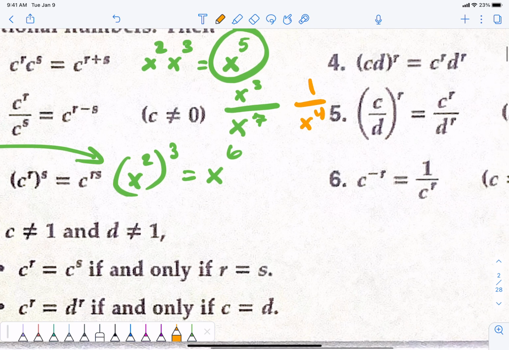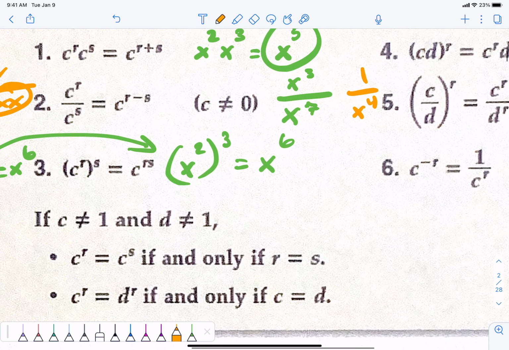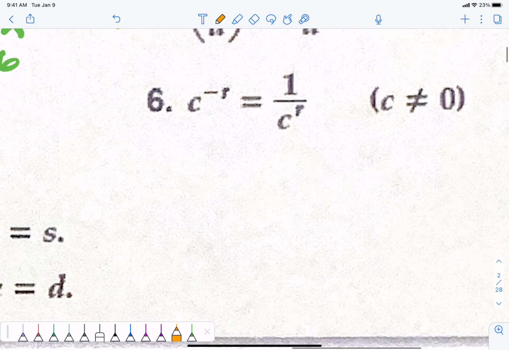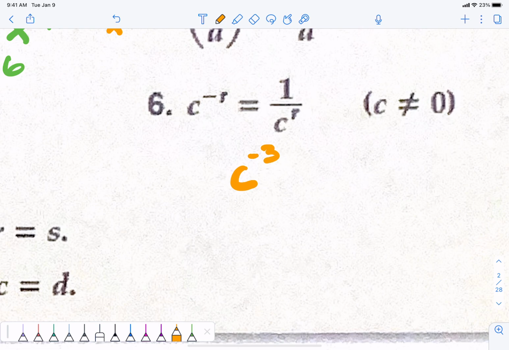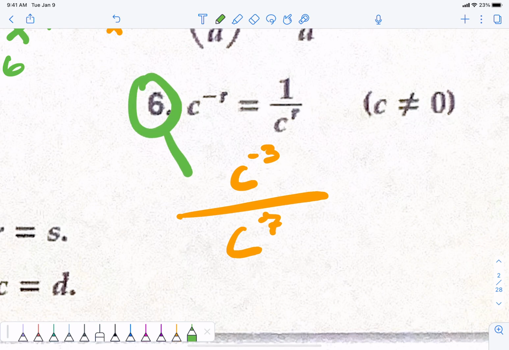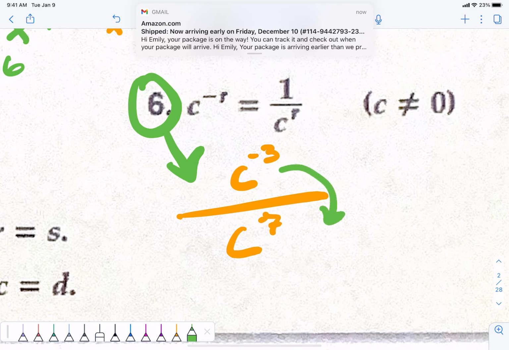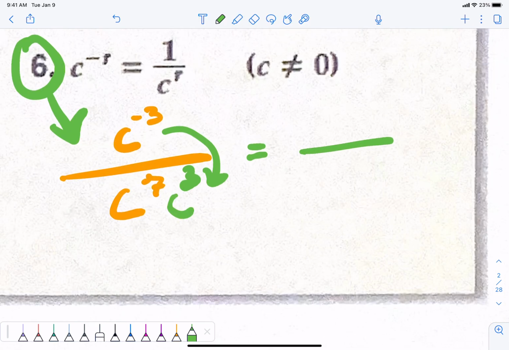Let's go to number 6. I'm bouncing around all over the place. On that one, it could just be x to the negative 4th. You don't have to put a 1 on top. I think they will do positive exponents. So let's say we have c to the negative 3rd power over c to the 7th power. How do you get a negative exponent to be positive? This is the number 6 rule. If it's a negative exponent, you flip it. If it's in the top, you flip it to the bottom. If it's in the bottom, you flip it to the top. So I flip it to the bottom, and now that is c to the 10th on the bottom. What's on the top? 1.